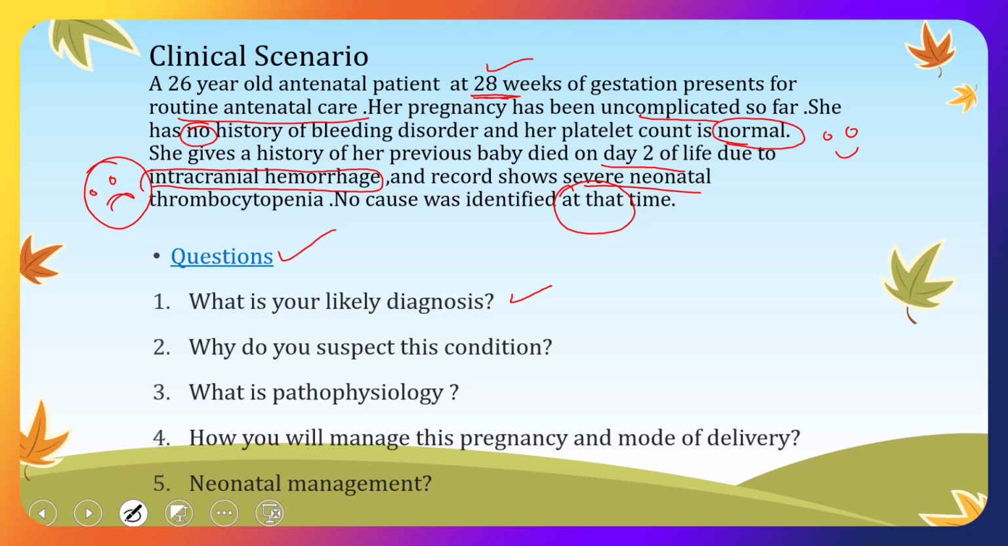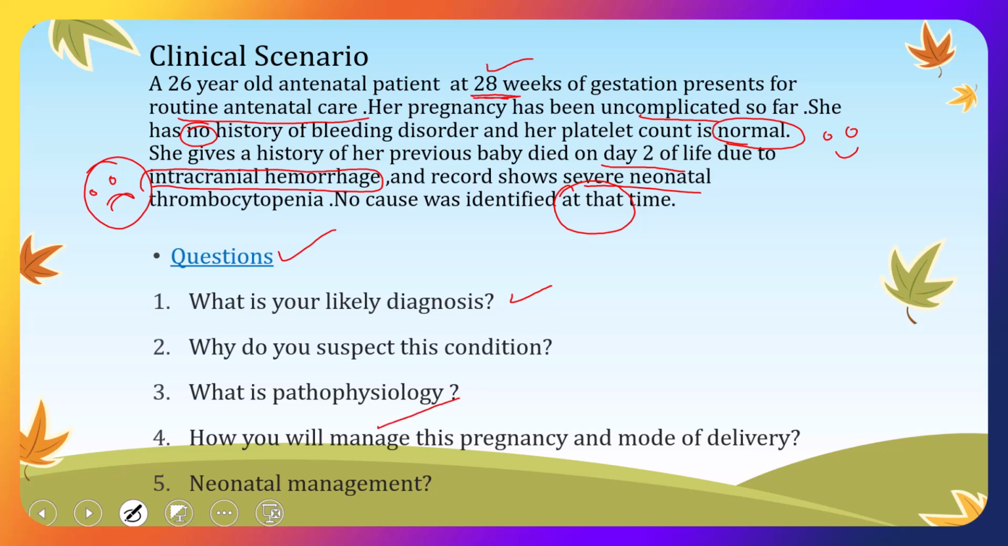Then the examiner can ask you why you suspect this condition. And you have to answer that the mother has no history of bleeding disorder, her platelet count is normal, and she gives a history of her baby in the previous pregnancy suffering from severe intracranial hemorrhage that led to the death of the baby on day 2 of life. Okay? So what is the pathophysiology? We have just gone through that.